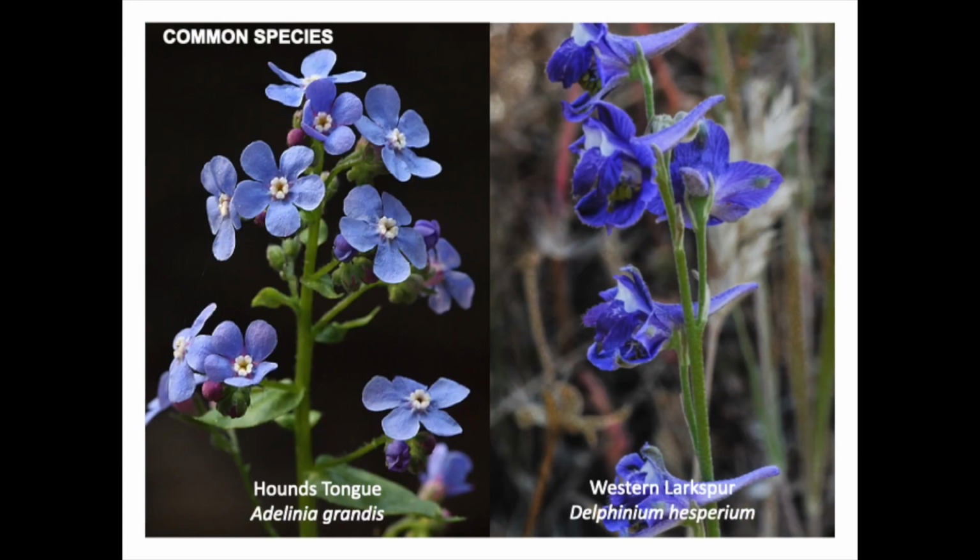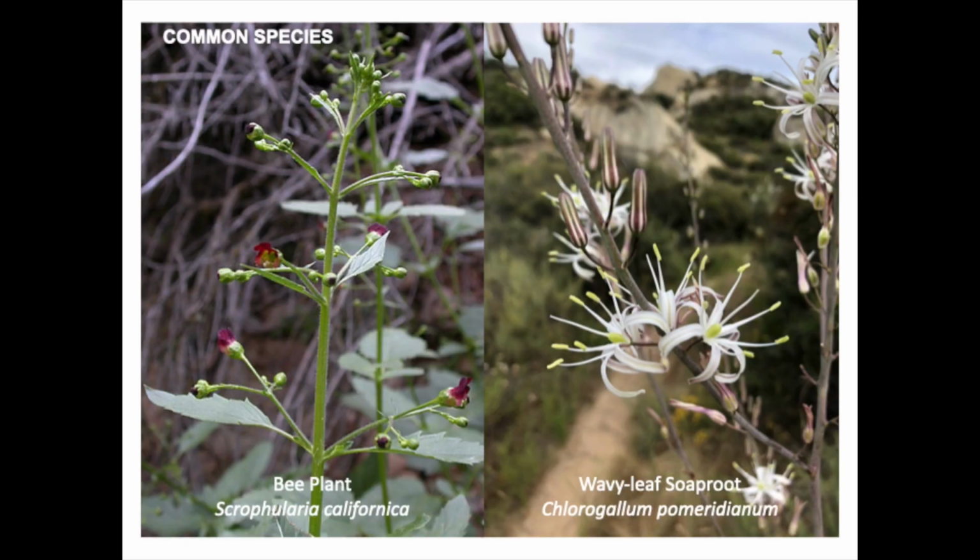Hound's tongue, early bloomer, really lovely plant in forested habitats for the most part. And then larkspur. We have several species of larkspur. The western larkspur is found here in Tiburon. Again, that long nectary, so it's pollinated by hummingbirds and moths. And then bee plant is aptly named. Bees and yellow jackets love this plant. They stick their head inside and their little bee behinds stick out. This is in the snapdragon family.